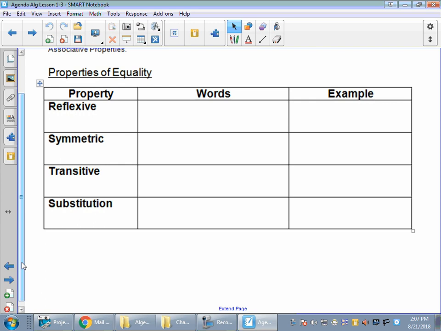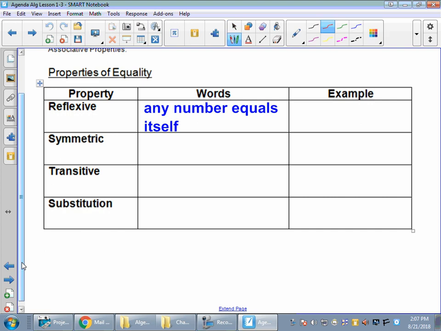So properties of equality are first. Reflexive property, pretty simple one here. Any number equals itself. Just like reflexive, your reflection in the mirror, that's what I always think of. It's you in there. On the other side, it looks exactly the same. So an example with numbers would be 9 equals 9.